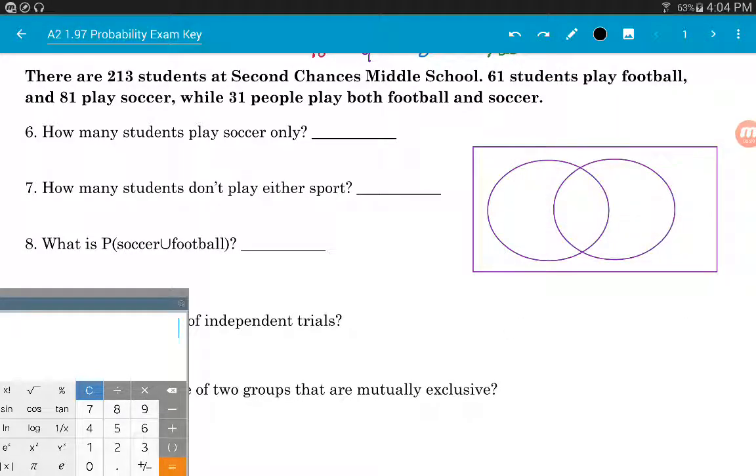When I'm filling this out, I'm going to want to label it. So this right here would be football, and this over here will be soccer. And I want to start in the middle. 31 people play both football and soccer. So it's 31 here.